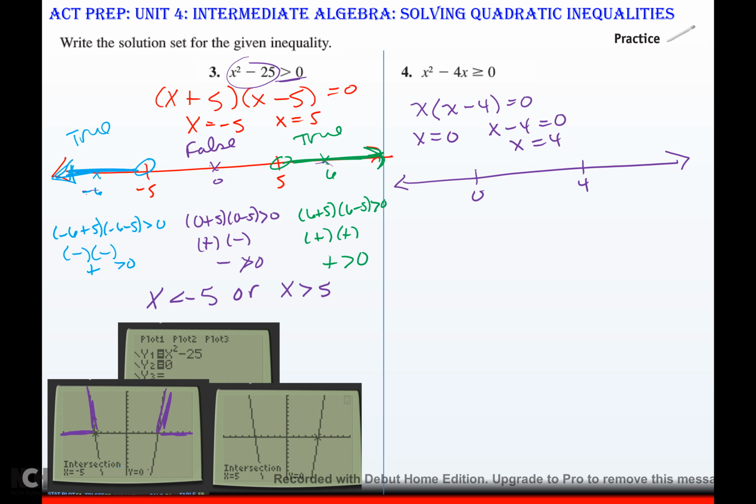Pick something down here, like, I don't know, -2. I have -2 times -2 minus 4, and I want to know, is that greater than or equal to 0? Well, that's a negative, and that's a negative, which is a positive, which, yes, is greater than 0. So this is true, and I can include it.